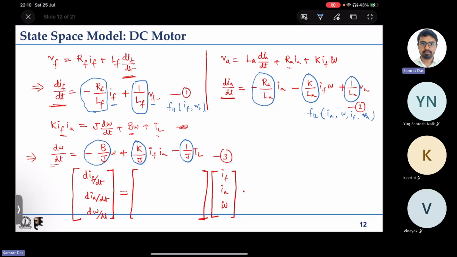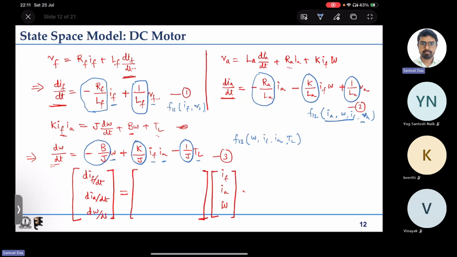It is basically, the right hand side is a function of the state variables and the input. And similarly the third equation also, here also it is some f13 of state variables omega, if, ia, as well as one input TL. So you can see all the equations 1 to 3 are actually represented in the state space model form.